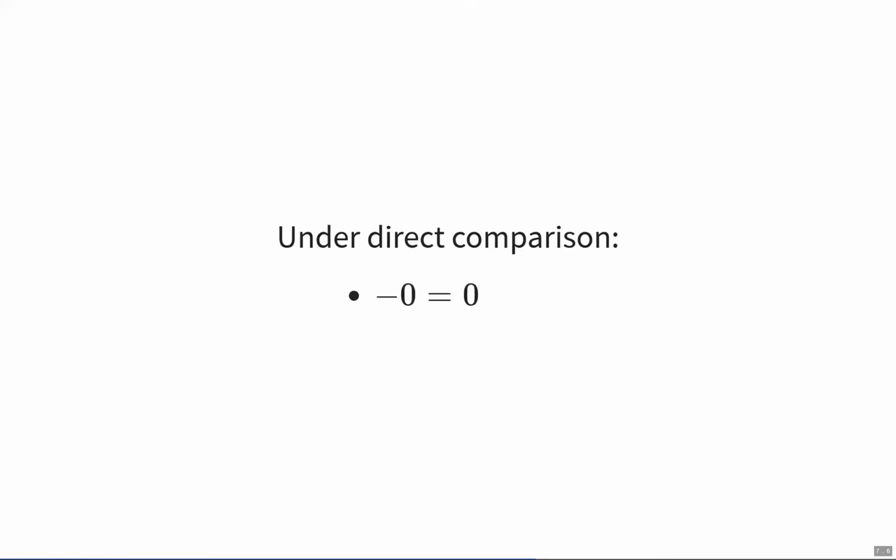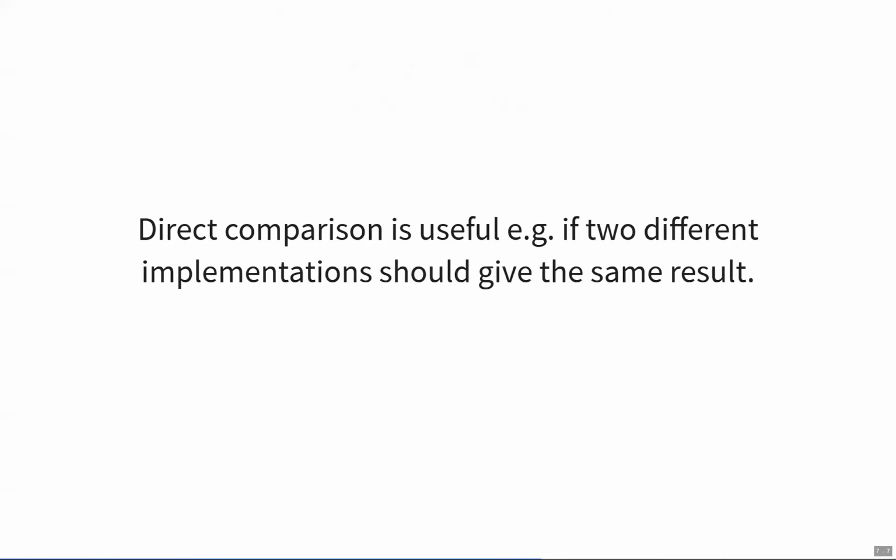Direct comparison is what you get if you write a == b in your code. Under direct comparison, the zeros are equal. -0 and 0 are the same. And not-a-numbers are always different. This is a fundamentally guaranteed part of the standard. Not a number is not smaller than a not a number. It's not bigger. It's not equal. It's not unequal. Now, this is useful in some cases. Like if you have two implementations of the same operation and want to check that they give the same result, you can just compare them. Are these numbers equal? But most often it's a mistake.